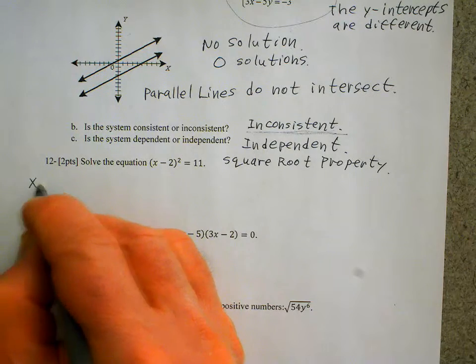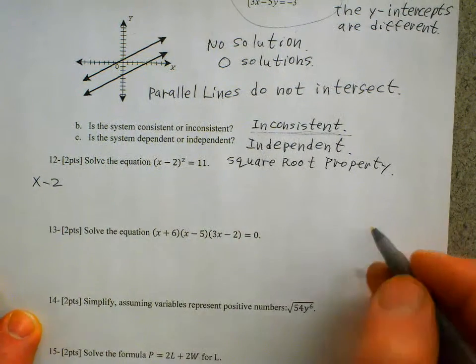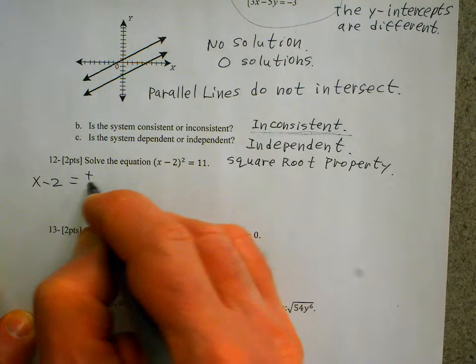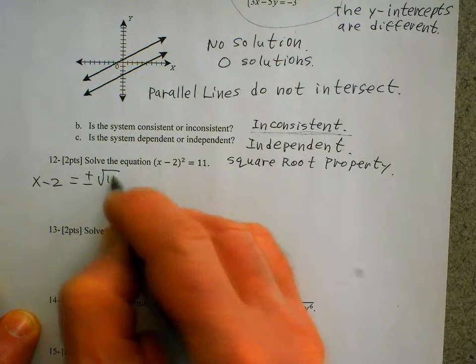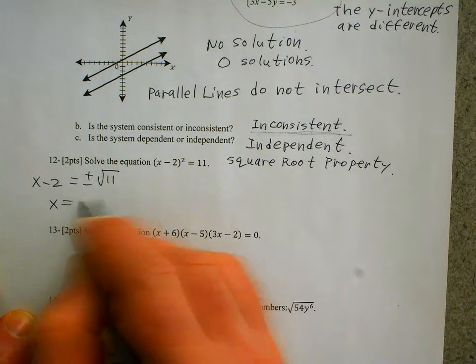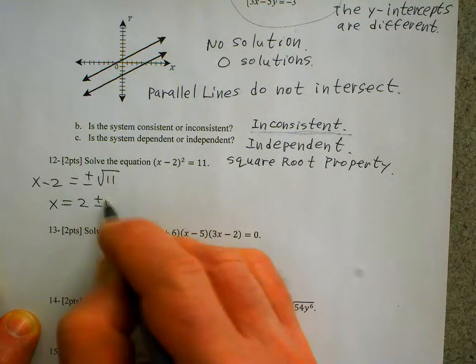So applying the square root property, we get x minus 2 equals positive and negative square root of 11. So x equals 2 plus and minus the square root of 11.